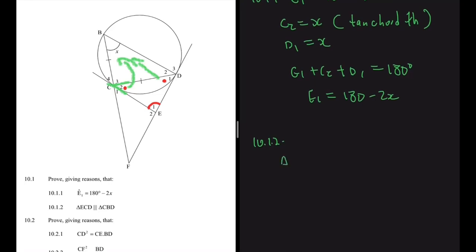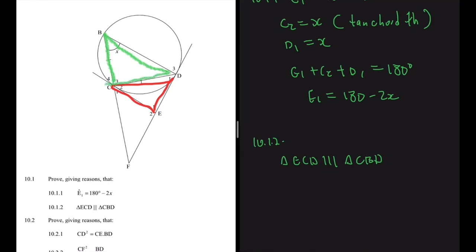We're supposed to prove that triangle ECD is similar to triangle CBD. So let's look at these triangles on our sketch. We want ECD, so here's ECD. And then we're supposed to prove that it is similar to triangle CBD. So we have C going to B and back to D.